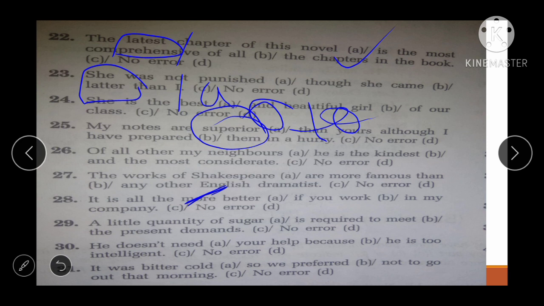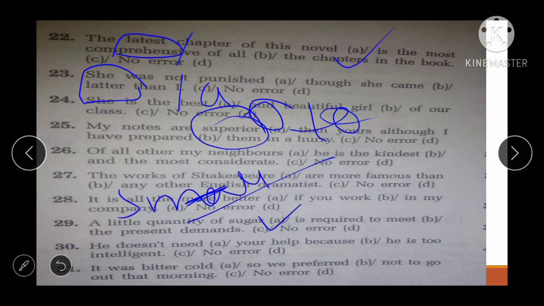All right. It is all the better if you work in my company. Right. Next one is: A little quantity of sugar is required to meet the present demand. So where would be the error? A small quantity must become. Right. A small quantity of sugar. So the error is in the first part.